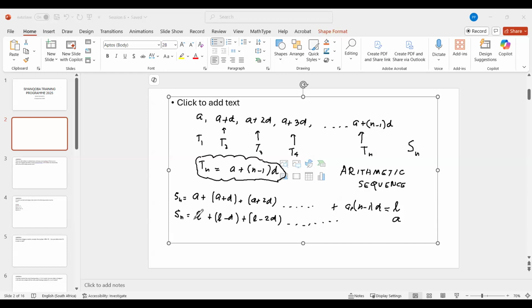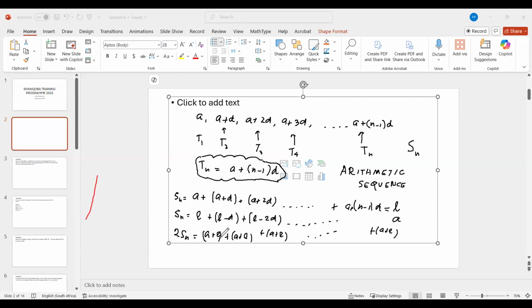Now, there's an interesting thing that happens here. When you look at these two, I've got the same sum. So you've got twice Sn. Now add like this. A plus L. When I add these two, the D's cancel. And I get A plus L again. Here, the two D's cancel. And I get A plus L again. And so on, until the last one is also A plus L.